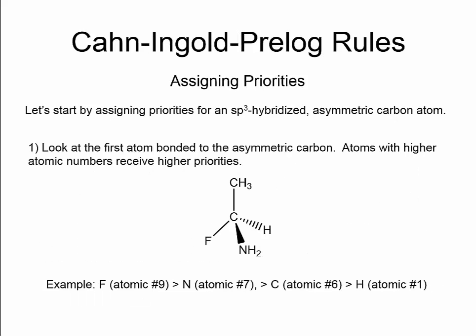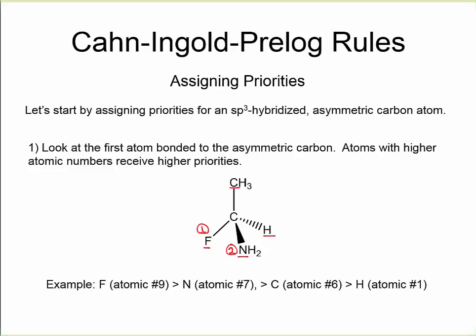So let's start by looking at some sp3 hybridized carbons that are bonded to an asymmetric carbon atom. In other words, there's no symmetry on the carbon atom. The first rule is to look at the 4 groups that are bonded to the asymmetric carbon and assign them priorities, with the higher atomic numbers receiving the highest priority. So in this example, we're comparing fluorine to carbon to hydrogen to nitrogen. The highest atomic number atom of those 4 is the fluorine, so it's assigned the highest priority, or number 1.